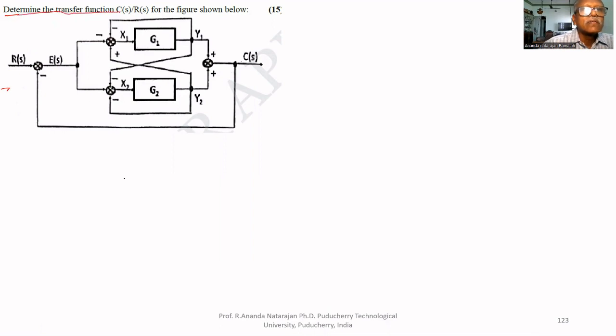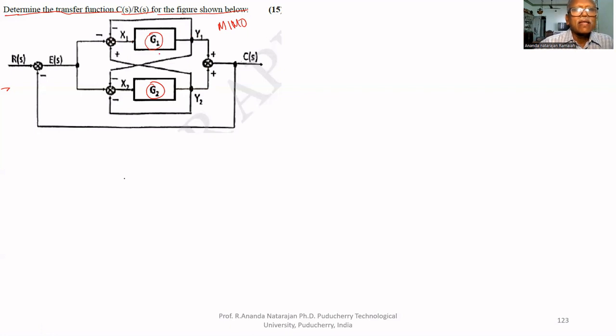Determine the transfer function C(s)/R(s) for the figure shown below. It is a MIMO system, a multi-input, multi-output system. There are two systems, one is G1, another one is G2. Two inputs are there, X1 and X2. Two outputs are Y1, Y2, but they are cascaded.